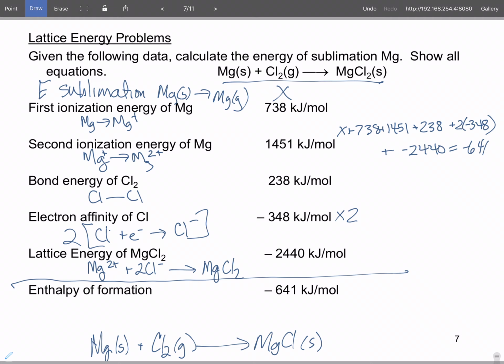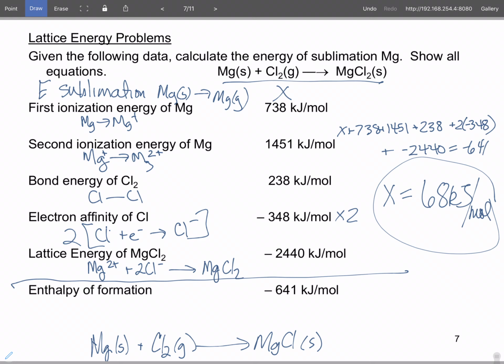If it's negative, you add it as a negative. If it's positive, you leave it as a positive. So what ends up happening is the energy of sublimation comes out to be 68 kilojoules per mole. So that would allow us to calculate it.